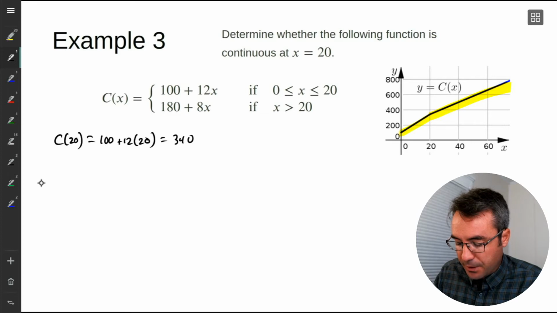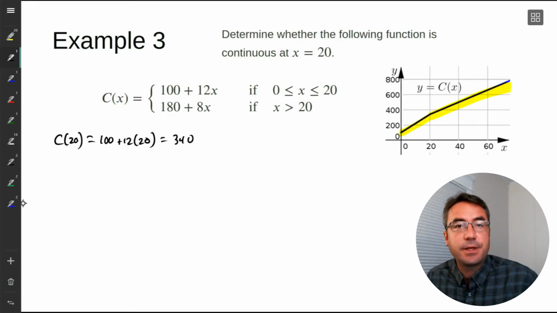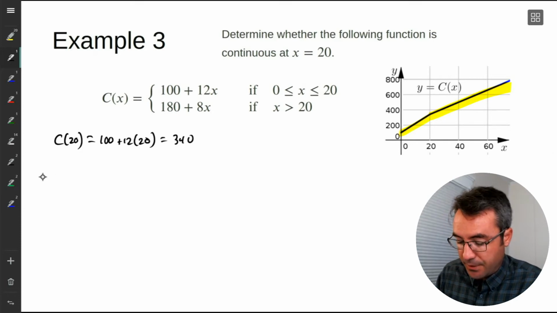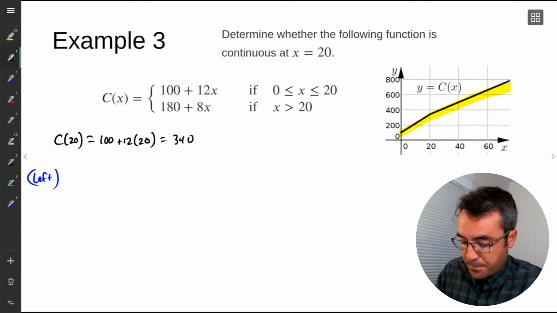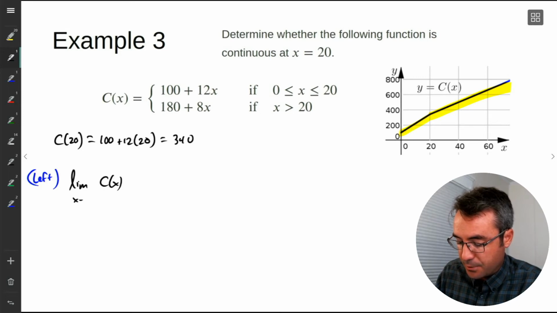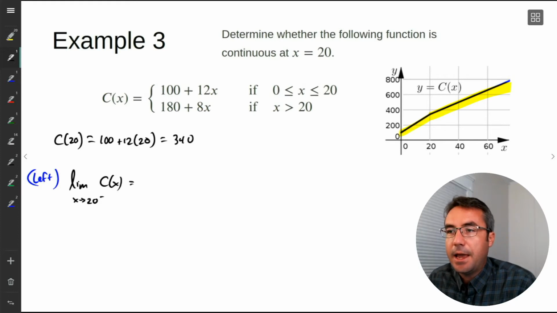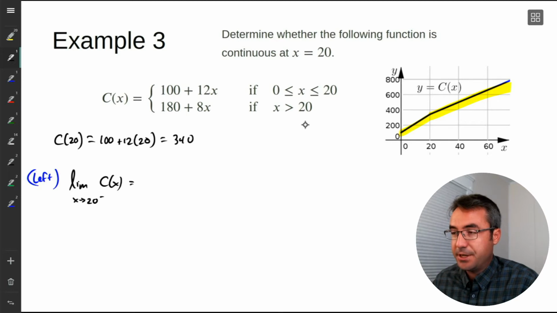Next, we want to do the limit. So we need to calculate the overall limit, and for piecewise functions like this, normally that comes down to doing left-hand and right-hand limits. So let's start with our left limit. We're going to do the limit of this function c of x as x approaches 20 from the left. And we have to decide which piece we're going to use. We have two pieces here, and we have to figure out which one.